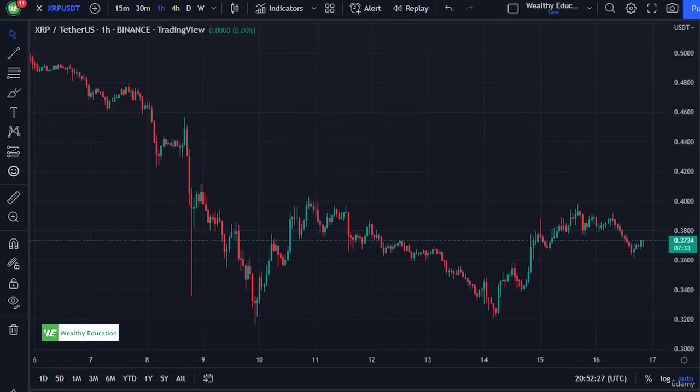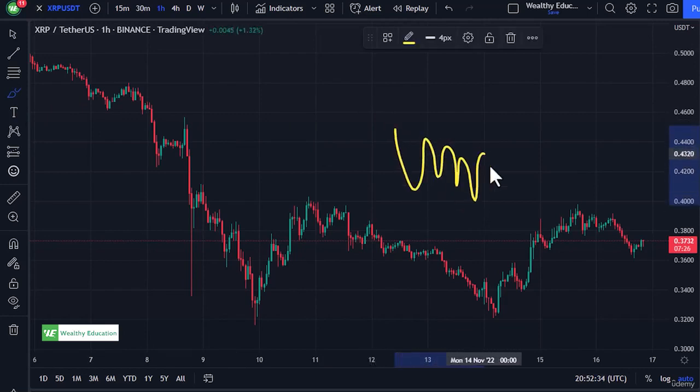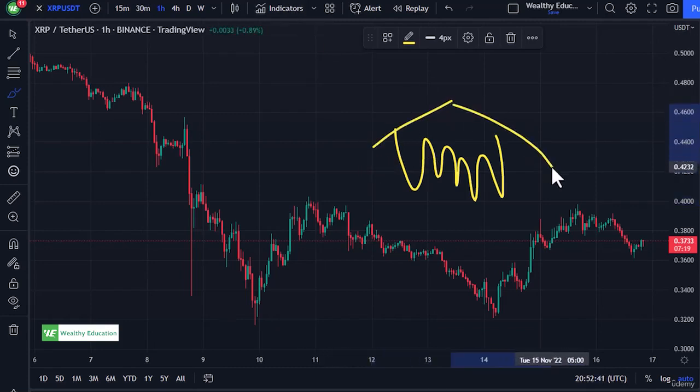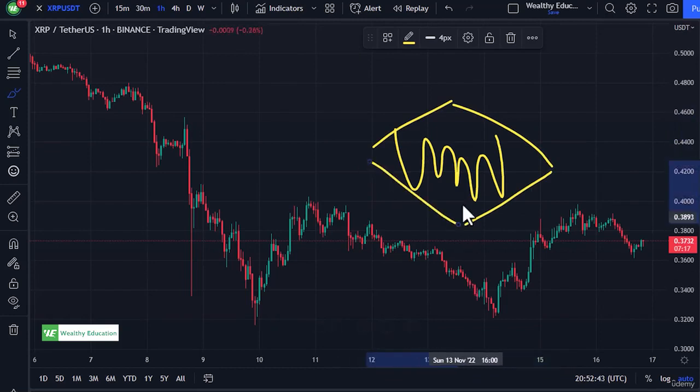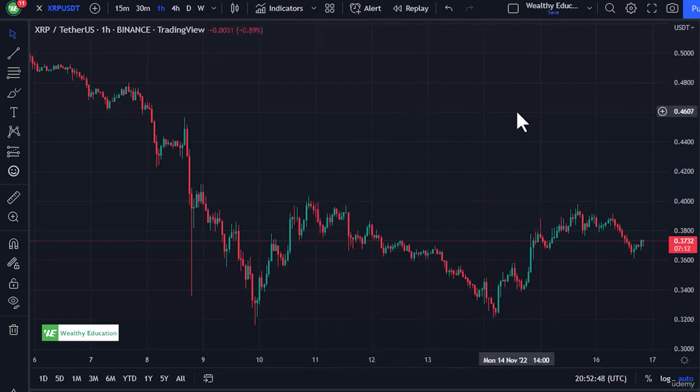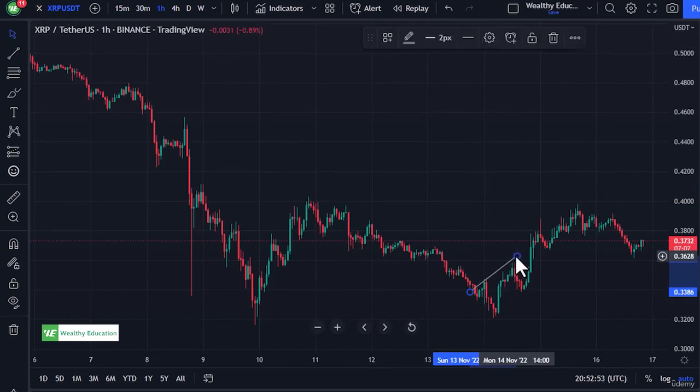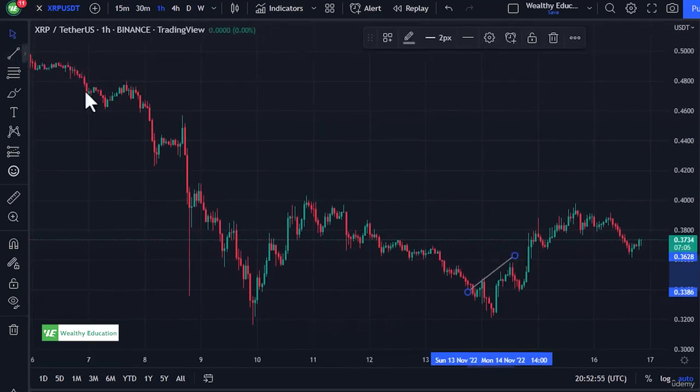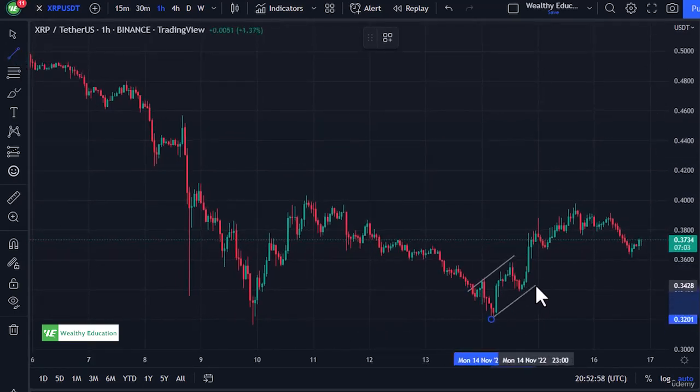Now, a diamond pattern is simply a huge conglomeration of candlesticks that make a noisy area that then has a diamond shape to it, as you would expect. So really what you're doing is drawing trend lines around it and trying to form a diamond pattern. And the idea is that you have multiple areas where people are going to be looking for support and resistance in this area.